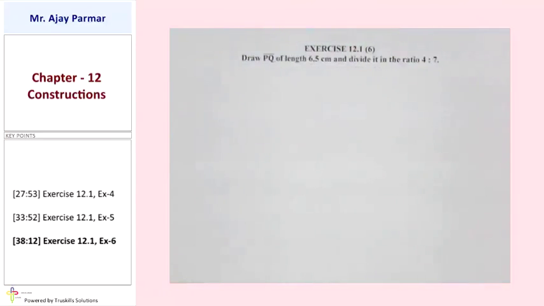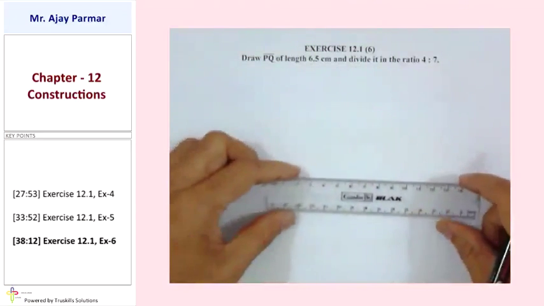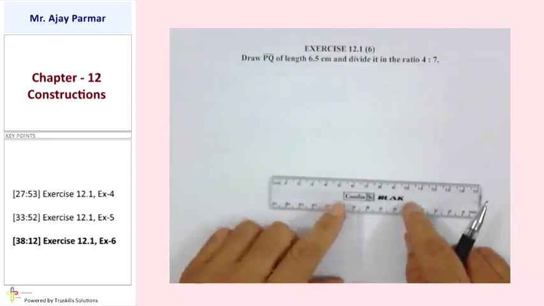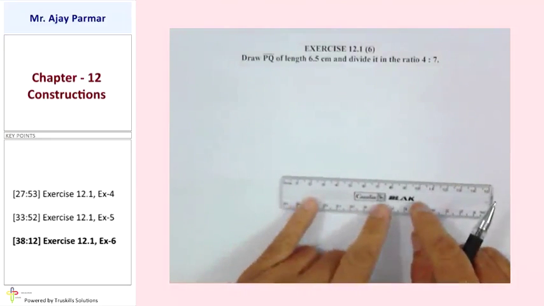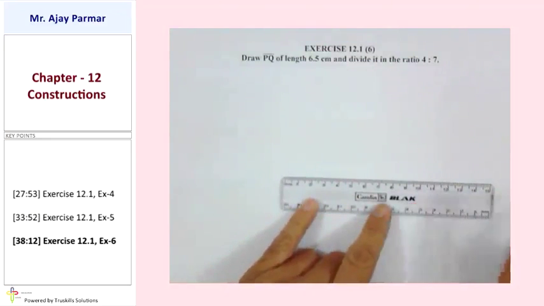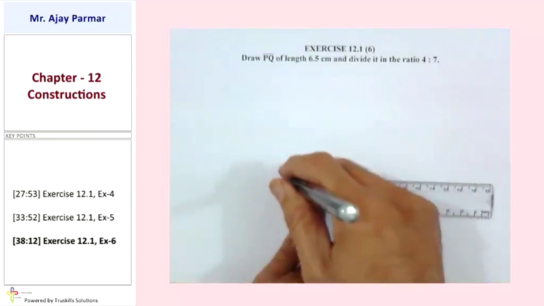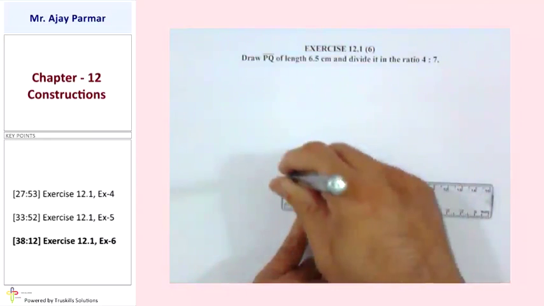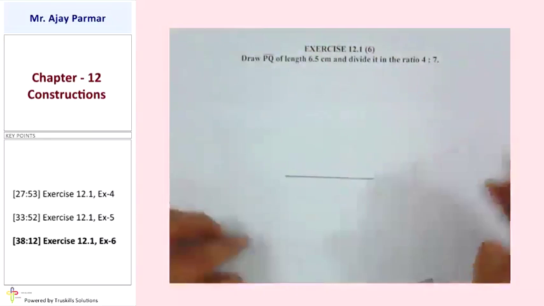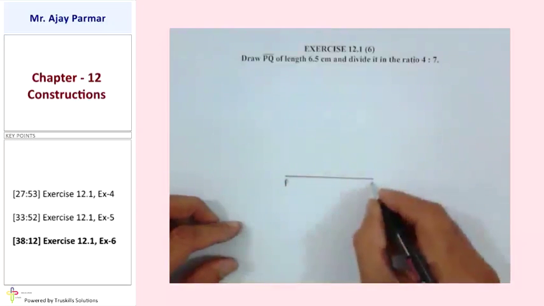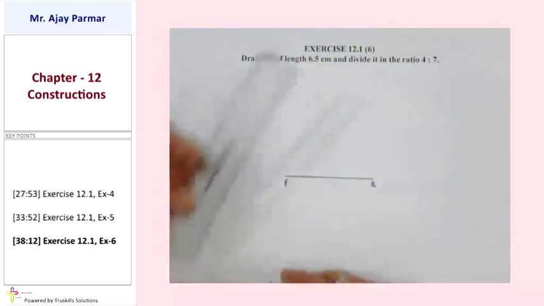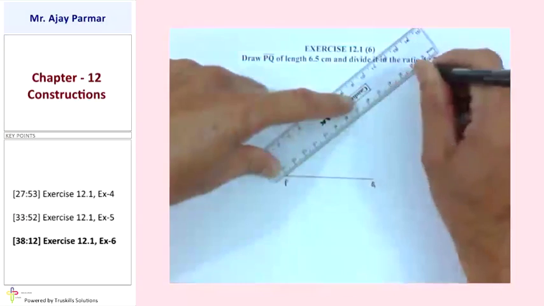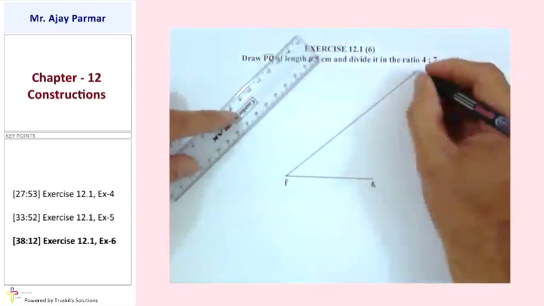Line segment PQ of 6.5 centimeter is given, and we are expected to divide it in the ratio of 4:7. 4:7, this is very much similar to that of the first example, first construction, and also question number 1 of the same exercise. 6.5 centimeter. Here it goes. And this is line segment PQ. Ray PX, such that angle XPQ should be an acute angle.